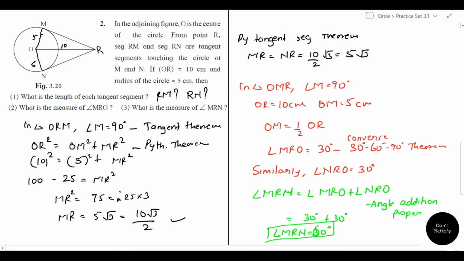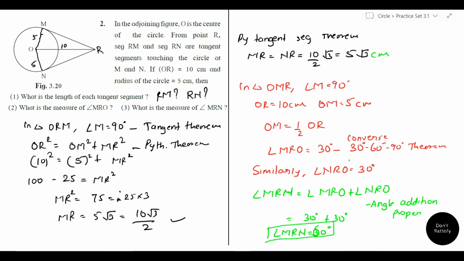Okay. So we have found the value of all the three questions asked here. The length of each tangent is 5 root 3 centimeters. Here they have given centimeters, so I have to write centimeter here. So the value of each tangent is 5 root 3 centimeters. The value of angle MRO we got as 30 degrees, and value of angle MRN we got as 60 degrees. With this we have completed this sum.